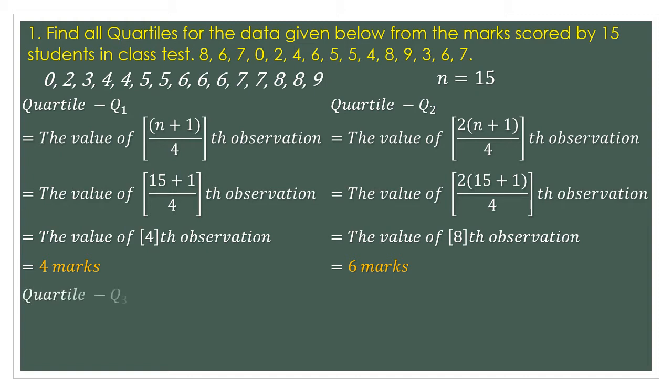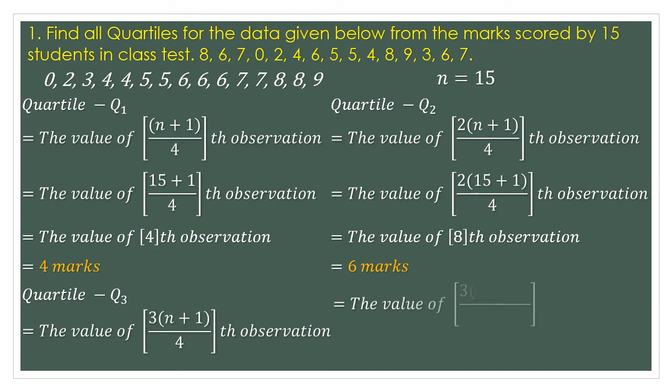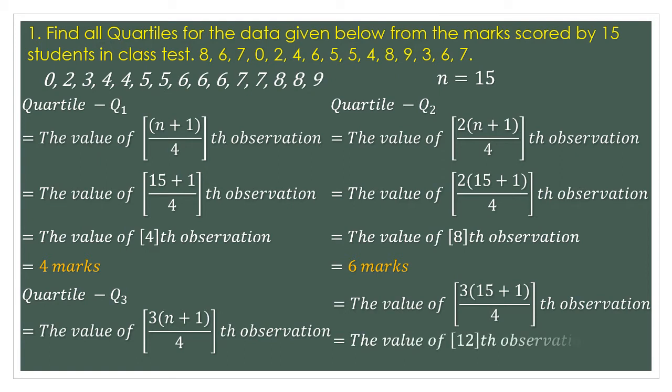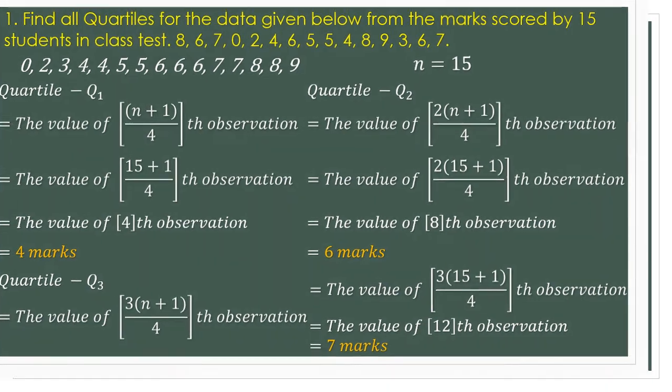Next we have to calculate the third quartile, that is Q3, which would be the value of 3 into (n plus 1) upon 4th observation. So when you put the value in there, 3 into (15 plus 1) upon 4th observation, your answer here will be the 12th observation. And when you locate the 12th observation from the given data, your answer here will be 7 marks. So the three quartiles are 4, 6 and 7 marks from the given data. Let us move on to the second question.